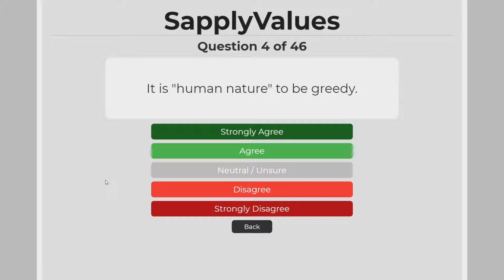So I think that human nature is to be greedy for your own basic needs, like eating, sleeping, taking care of yourself. But if you already have your basic needs met, obviously there are a lot of people that will continue the greed, but there are some people that will become content as long as their basic needs are met. So that's why I'm only going to go with agree on this, because I don't know to what extent this question is really asking, but I will go agree.